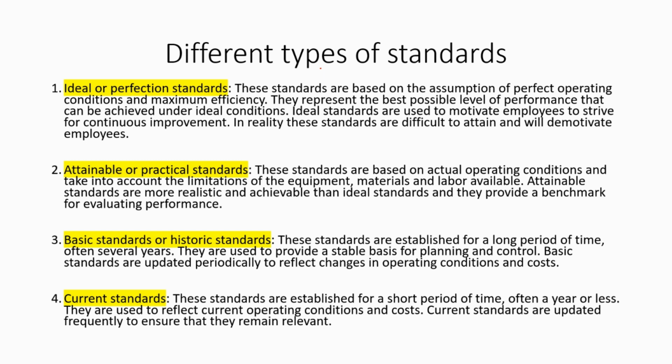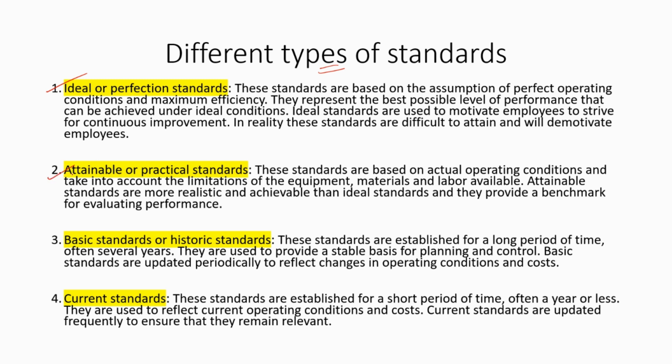Now let's discuss different types of standards. Ideal or perfection standards. These standards are based on the assumption of perfect operating conditions and maximum efficiency. They represent the best possible level of performance that can be achieved under ideal conditions. Ideal standards are used to motivate employees to strive for continuous improvement. In reality, these standards are difficult to attain and may demotivate employees.